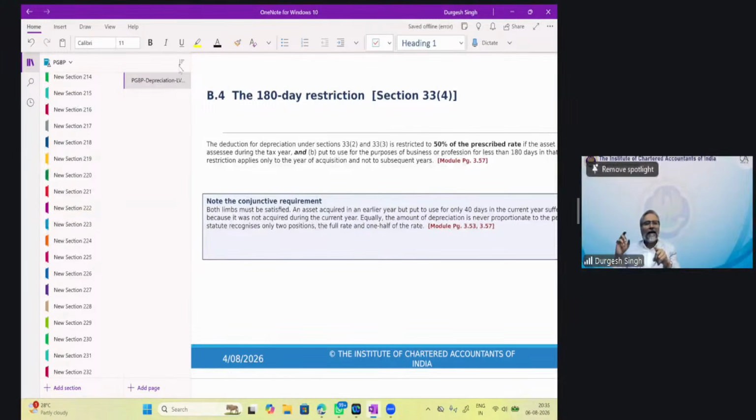Next was point number B. What was point number B? Eligible asset and the rate of depreciation. Eligible asset, tangible, intangible, we have seen. In intangible, goodwill is out, and there are three categories of the asset. But that does not mean that you'll make three blocks. If in each category there are assets eligible for different rates of depreciation, then you will have to create that many blocks.